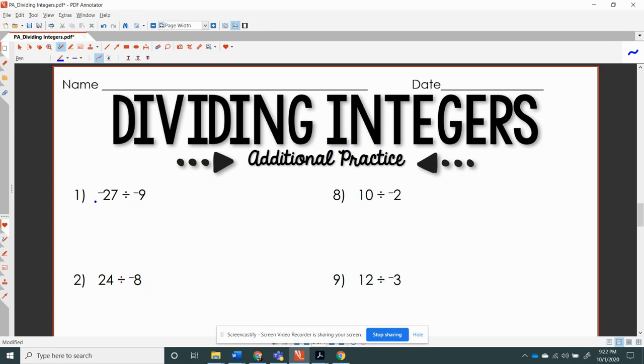Let's check them. We have a negative 27 divided by a negative 9. A negative divided by a negative is a positive, and that would be 3. We have a positive 24 divided by negative 8. That would be negative 3. Let's work these two over here. A positive 10 divided by a negative 2 would be a negative 5. A positive 12 divided by a negative 3 would be a negative 4.